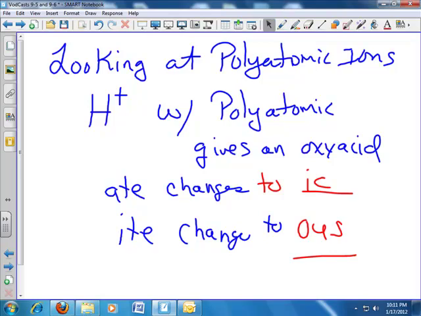You have a worksheet now that you can go through and practice naming acids.